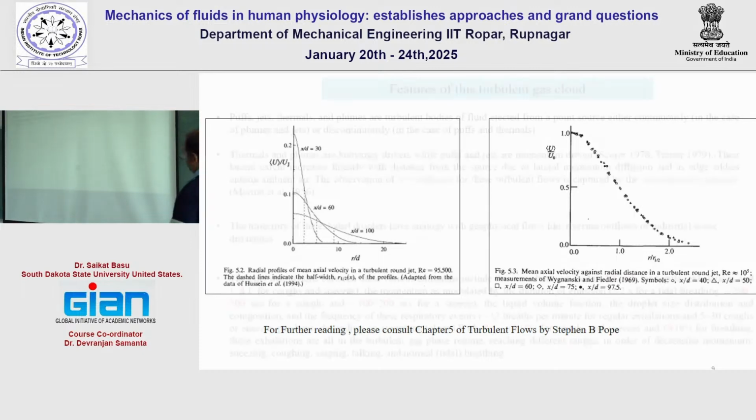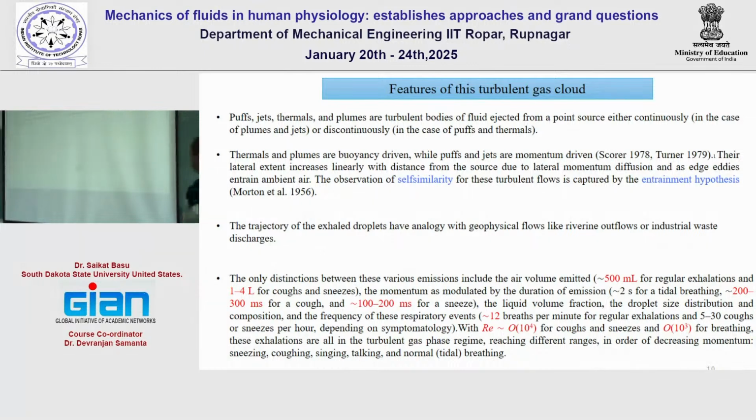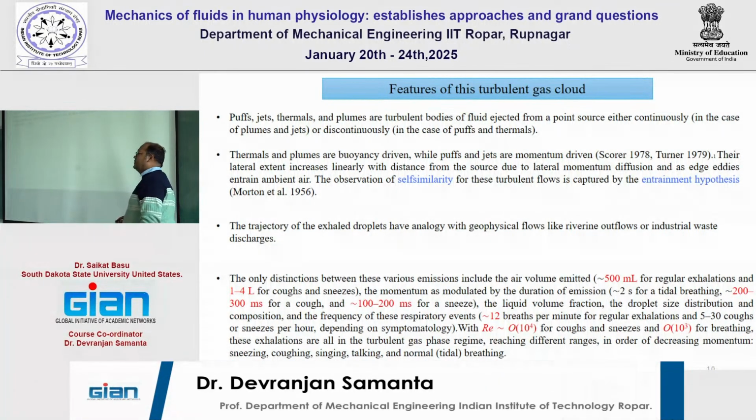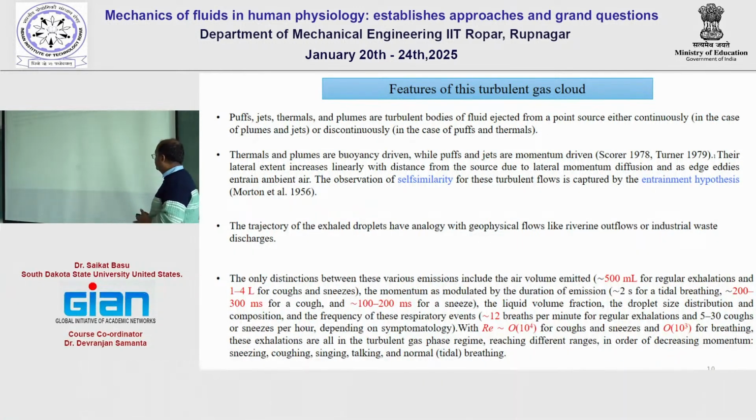So this turbulent gas cloud which we are saying, like the coughing or sneezing, in general, if we don't keep in mind the biological aspects, these are known as turbulent puffs or jets. In the context of geophysical flows, let's say some sort of volcanic eruption is happening, those are called turbulent plumes. Or in the seabed, sometimes there are geothermal vents, some sort of holes through which the hot gases are emerging out. Those are called thermals and plumes. And here you can see the thermals and plumes are buoyancy driven, while puffs and jets are momentum driven.